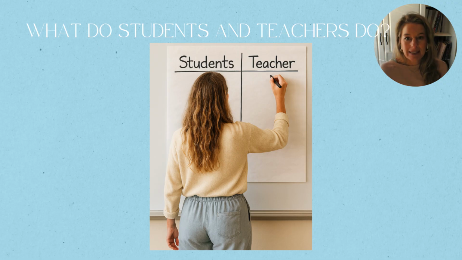When you do this as a lesson in class, you're going to start with the T-chart. You're going to ask, during learning time, what should the students be doing and what should the teacher be doing? List their ideas on each side and guide the conversation if you need to. For example, students might say, follow directions or ask for help politely. Teachers might say, giving directions or don't yell.